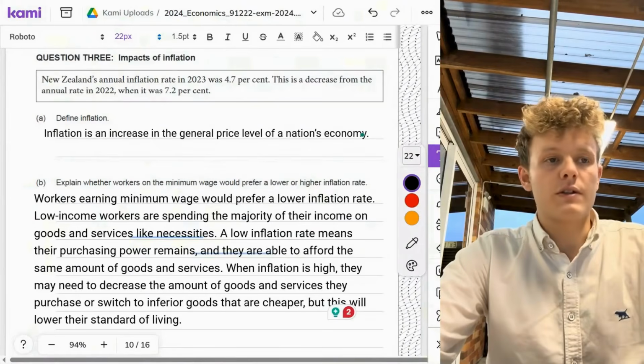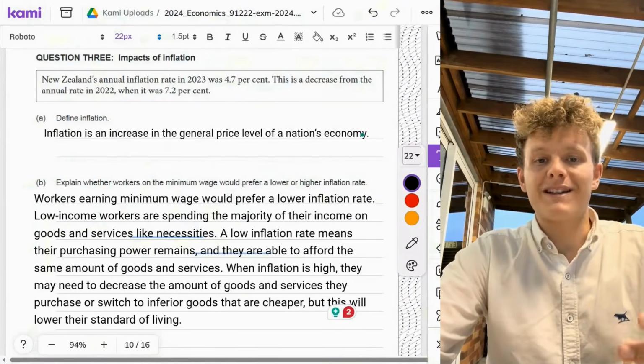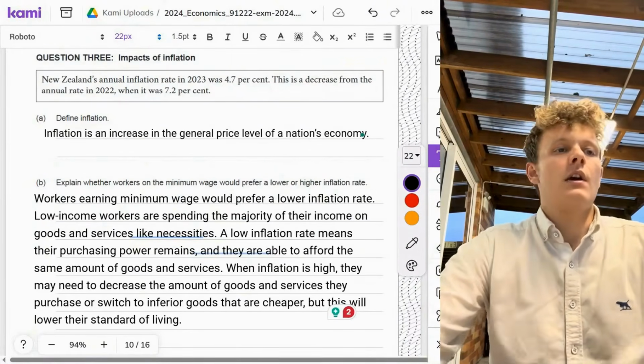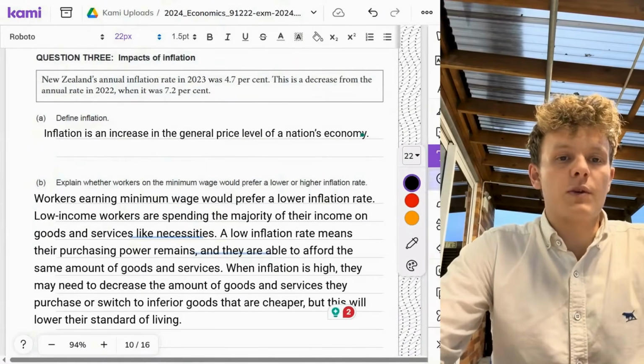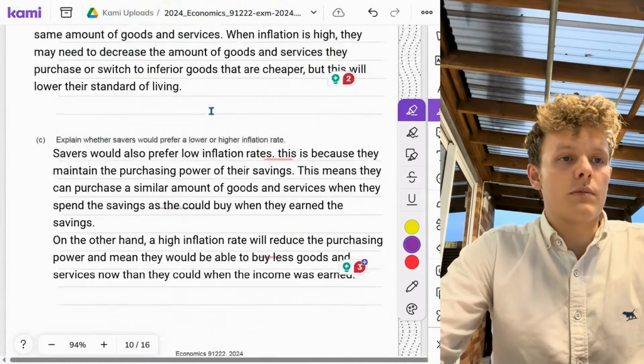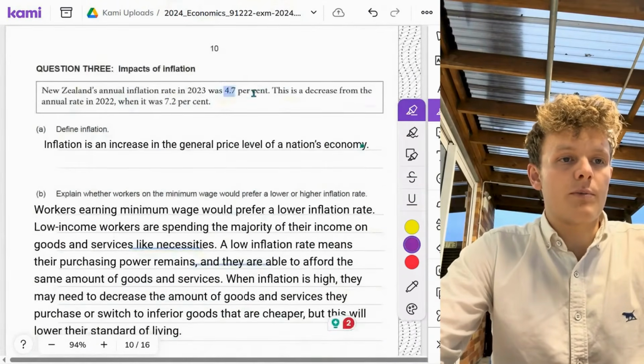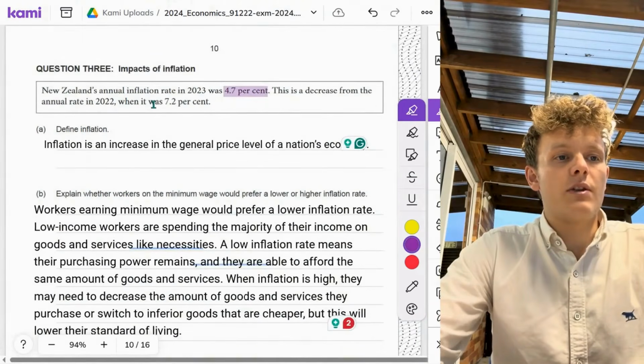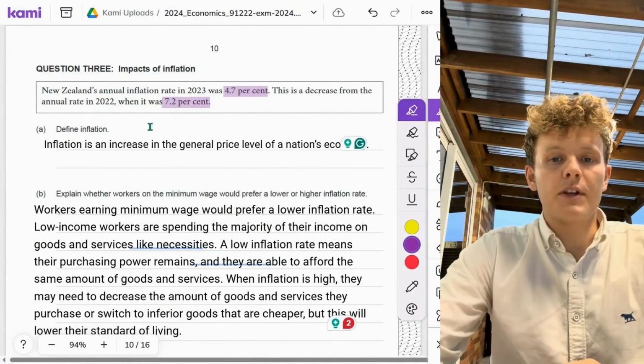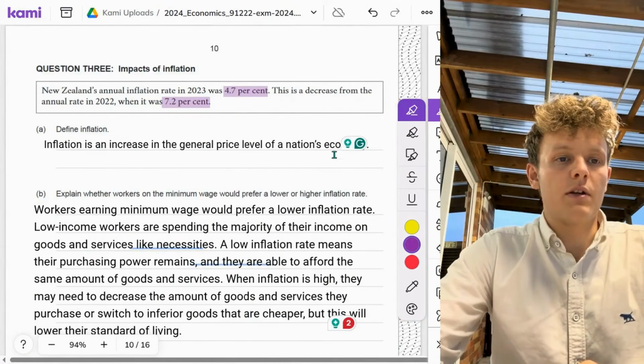Again, a typical question that's going to come up, asking us about how it's going to affect different groups in different ways. So New Zealand's annual inflation rate in 2023 was 4.7%. This decreased from the annual rate in 2022 when it was 7.2%. Define inflation. So I've already got my answer written down here.